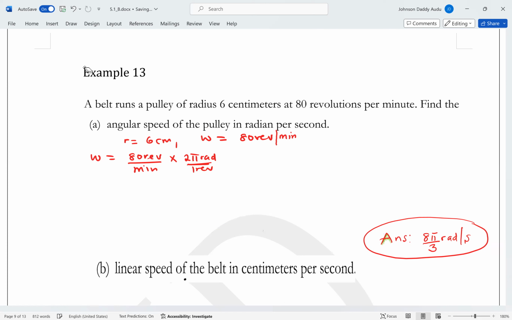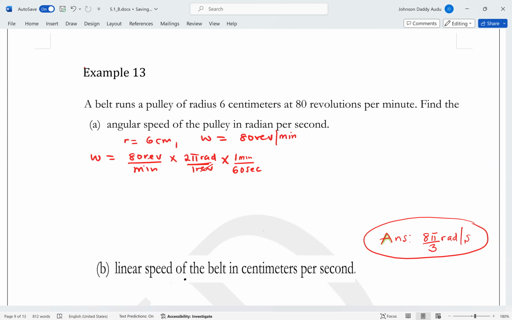Okay. So now we still have minutes here. This minute also needs to go to seconds, right? So we have to multiply here by what? But I know that 1 minute is what? 60 seconds. So I will have 1 minute here, then I will have 60 seconds here, because the minute is in the denominator, so it needs to cancel out. So it means 1 minute, 60 seconds.